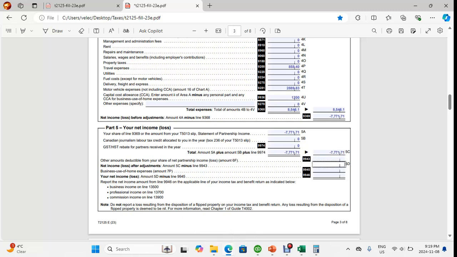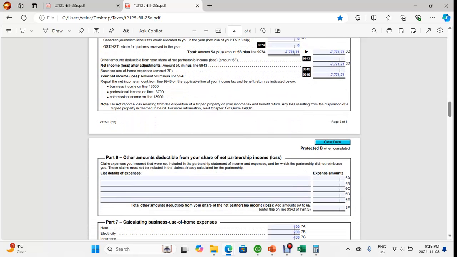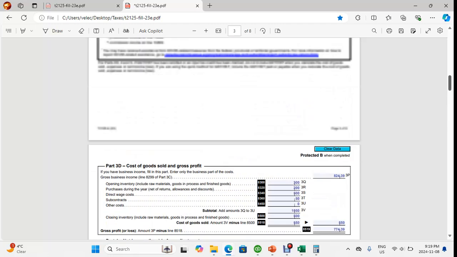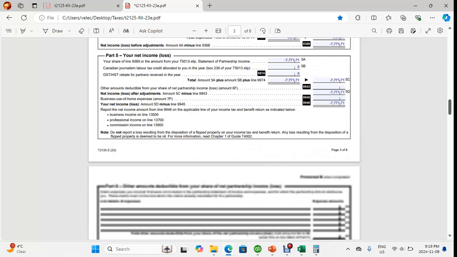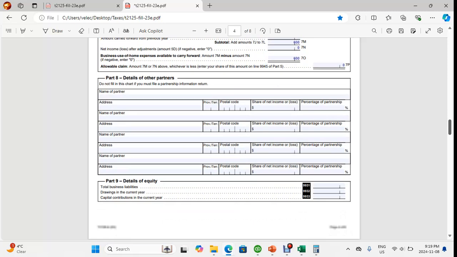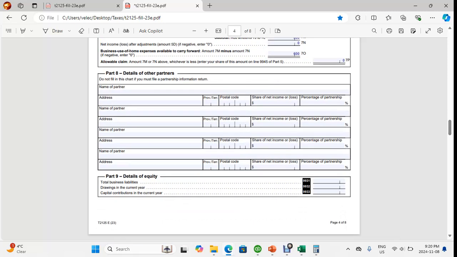5D, your business use of home expenses, and finally line 9946, which is your overall net income or loss. So this is a net loss. Pretty sure we covered much of this T2125, but we want to make sure you didn't leave anything. So part 8 is for partnership, which doesn't apply in our case.